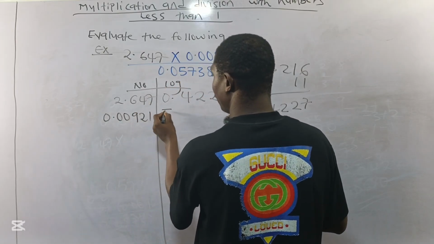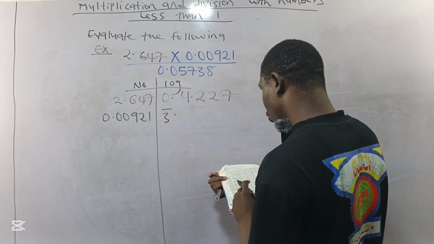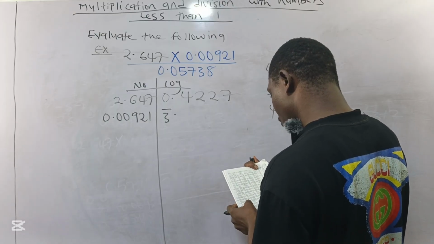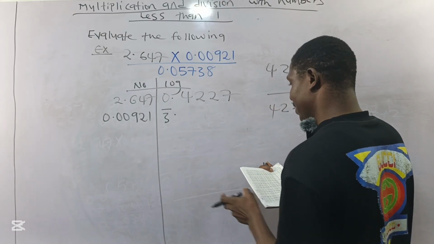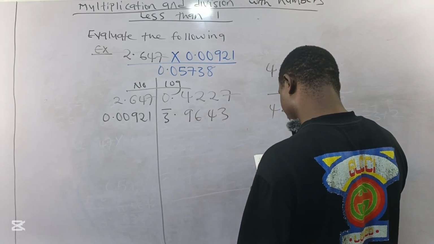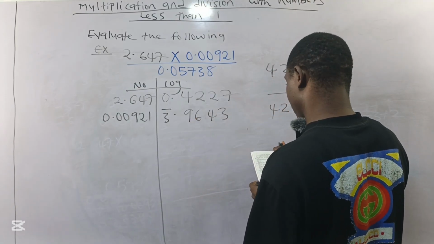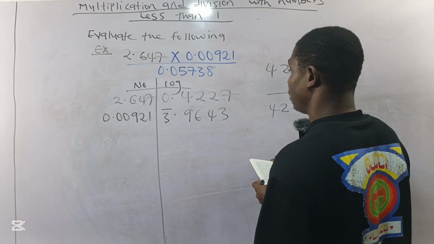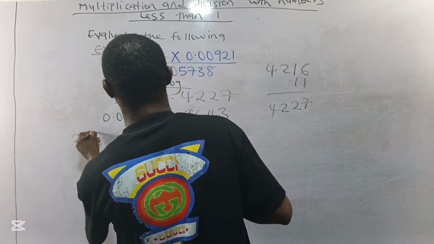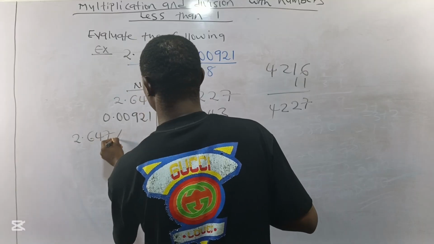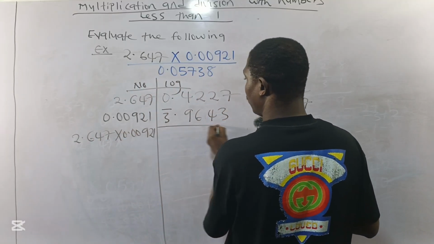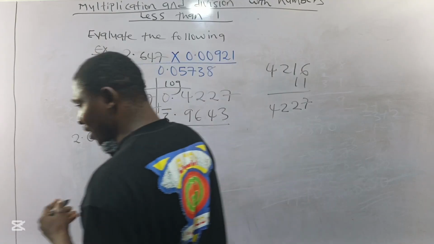And we also have 0.00921. This will give me 3.92 under 1. 92 under 1 is 9643. So this times 2.647 times 0.00921 will give us the addition of these first two.